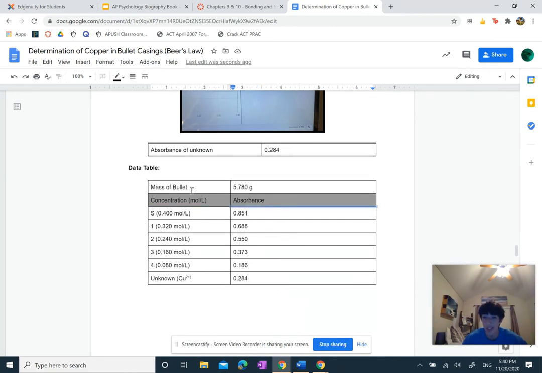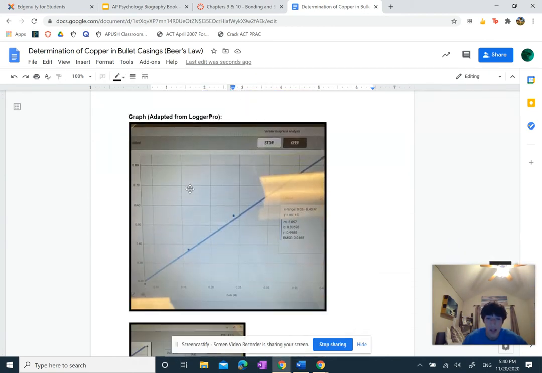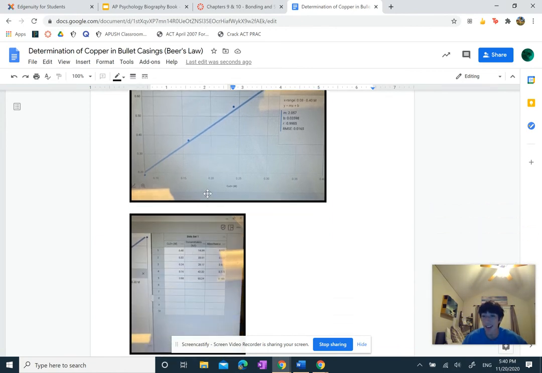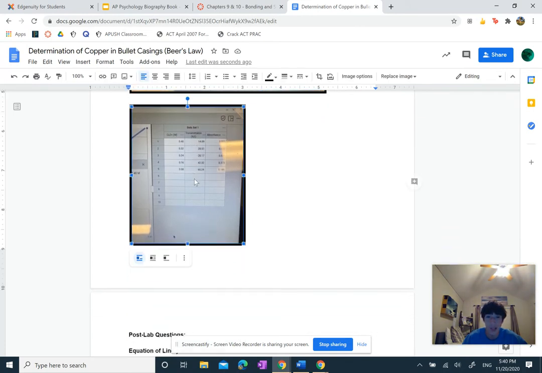This is just for the rubric, just to show that we have this. This is the graph that we had from Logger Pro. Thank you so much for showing us that application. It made it a lot easier to graph our data instead of using our calculators. Then we've got this as well. This is just our data table, but in Logger Pro form.